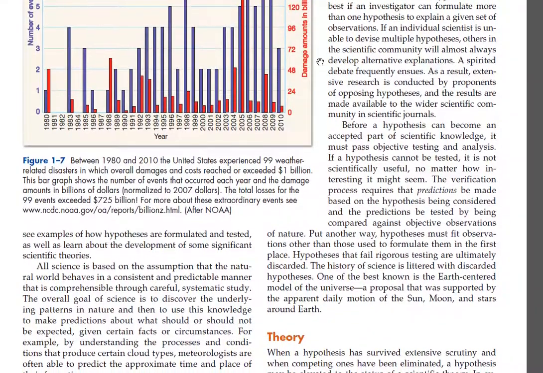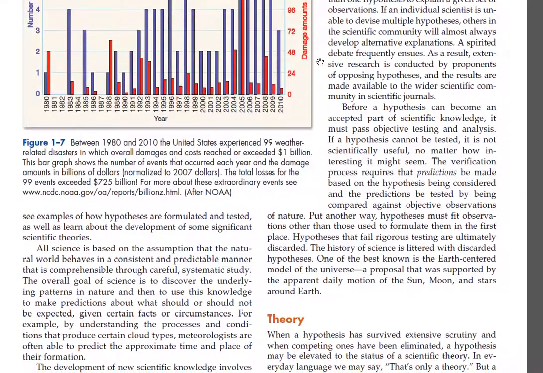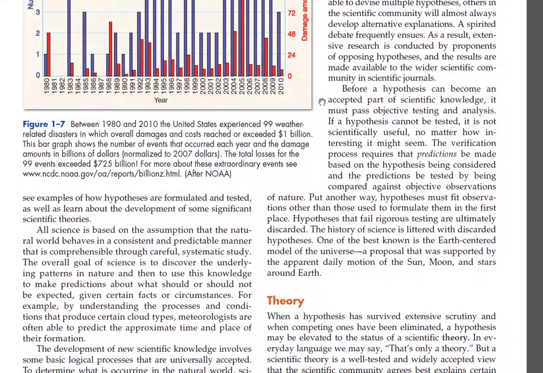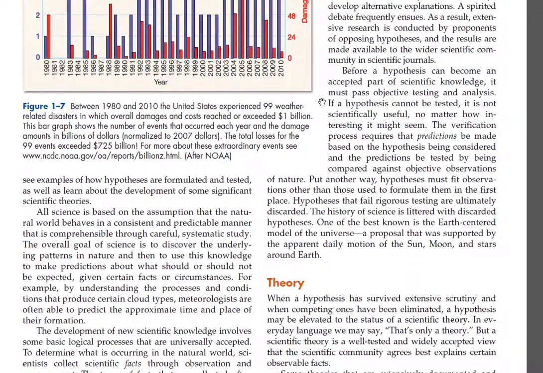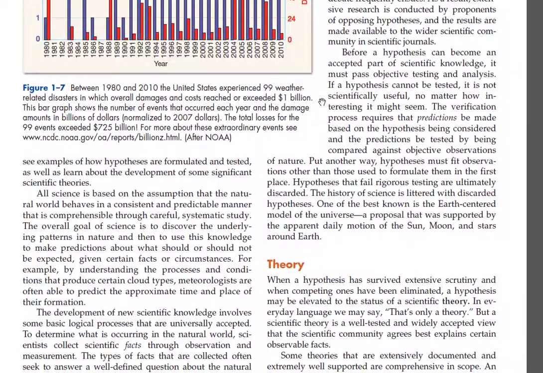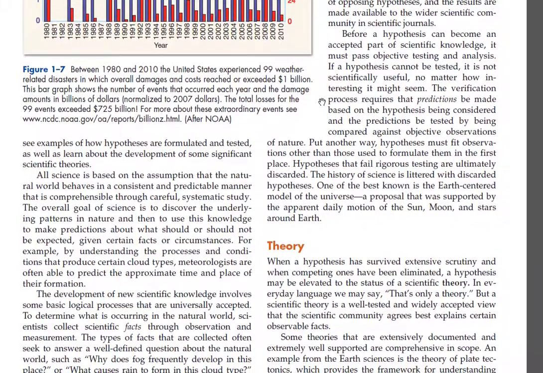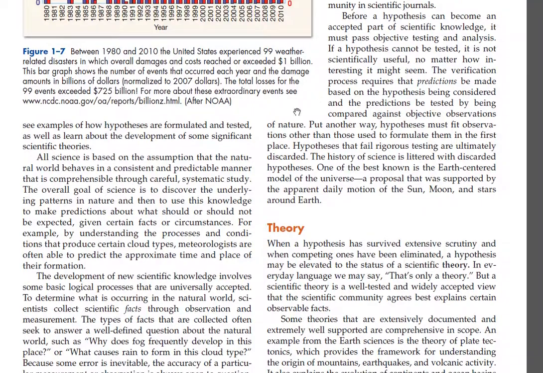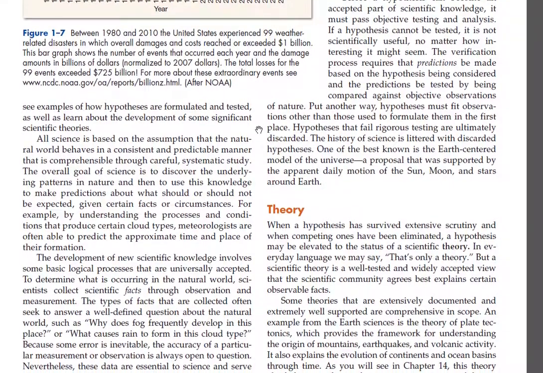As a result, extensive research is conducted by proponents of opposing hypotheses, and the results are made available to the wider scientific community in scientific journals. Before a hypothesis can become an accepted part of scientific knowledge, it must pass objective testing and analysis. If a hypothesis cannot be tested, it is not scientifically useful, no matter how interesting it might seem. The verification process requires that predictions be made based on the hypothesis being considered and the predictions be tested by being compared against objective observations of nature. Put another way, hypotheses must fit observations other than those used to formulate them in the first place.